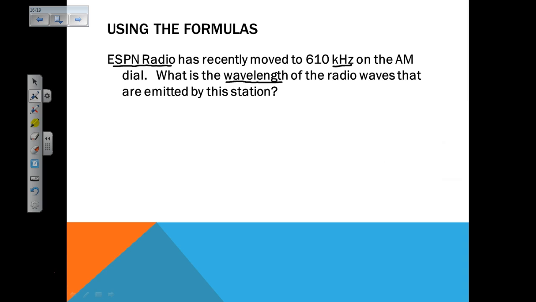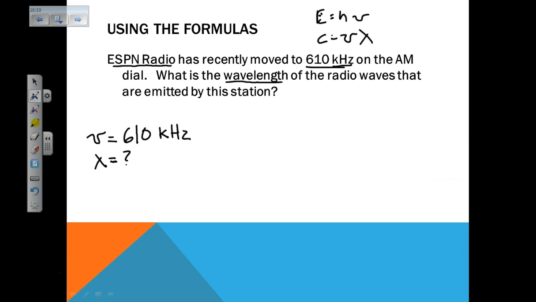So here's how I would set these problems up so that you can get the right answer. I would write what you're given in the problem. You're given a frequency nu that equals 610 kilohertz, and we are trying to determine wavelength. That's the question. Which of the formulas relates frequency to wavelength? I'll just write 2 of them: E equals h nu, and c equals nu lambda.